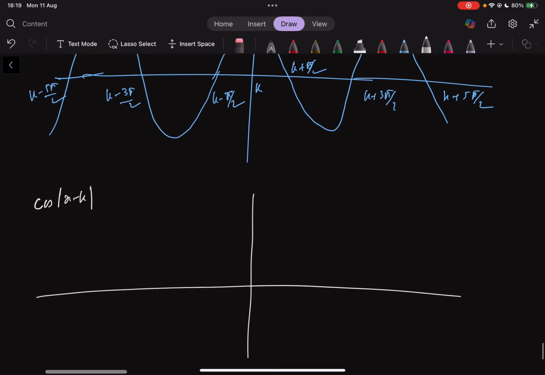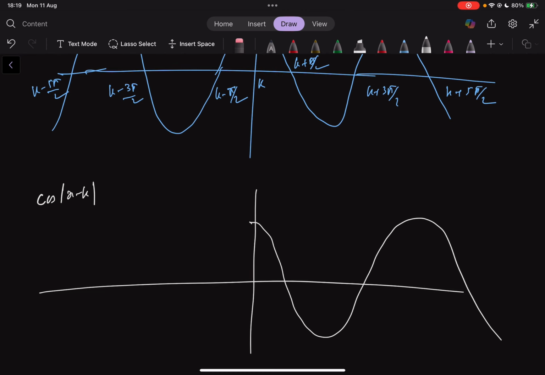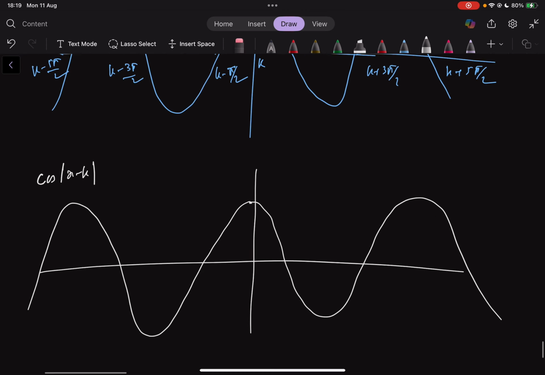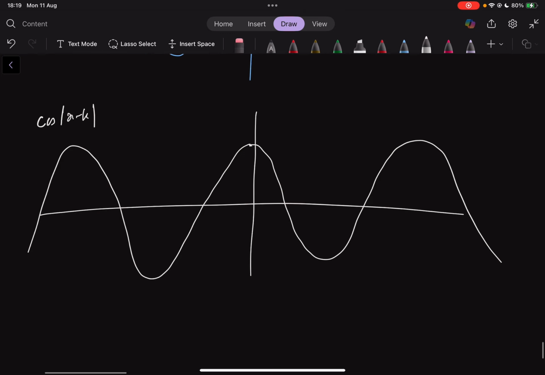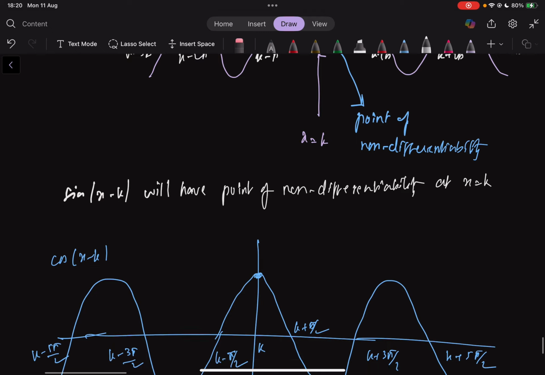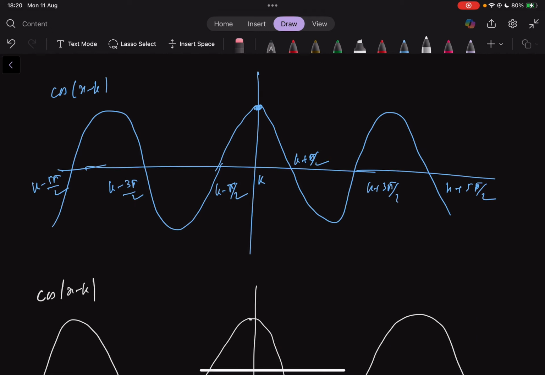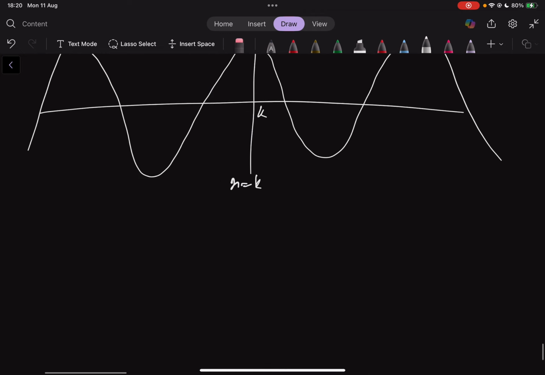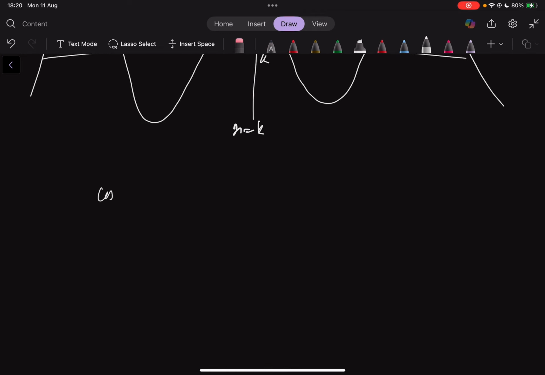because the reflection with respect to x equals k will just be the same. Though we are taking mod of x, the reflection with respect to this line x equals k will be the same, because we already have it reflecting with respect to this line x equals k. So that means cos of mod x minus k is differentiable everywhere in x belonging to R.